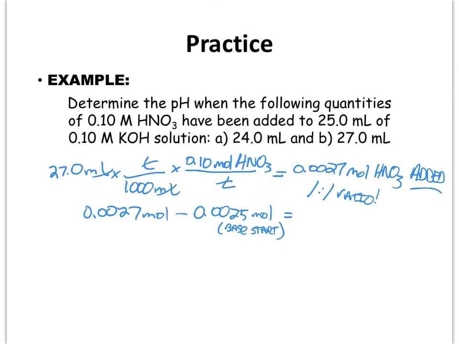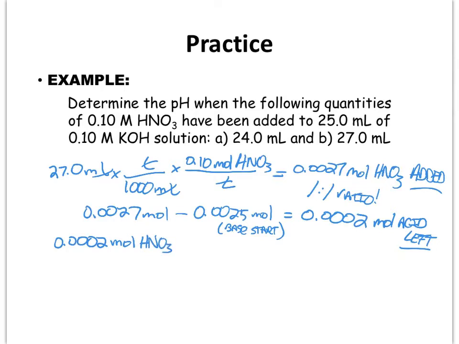So that allows us to subtract here and see that there's only going to be 0.0002 moles of acid left over here. So when this neutralization reaction takes place, all the base has been neutralized. We are past the equivalence point here, and we have actually added extra acid, 0.0002 moles extra. So when this reaction is done, there's 0.0002 moles of the HNO3 flowing around now in 52 milliliters of solution.